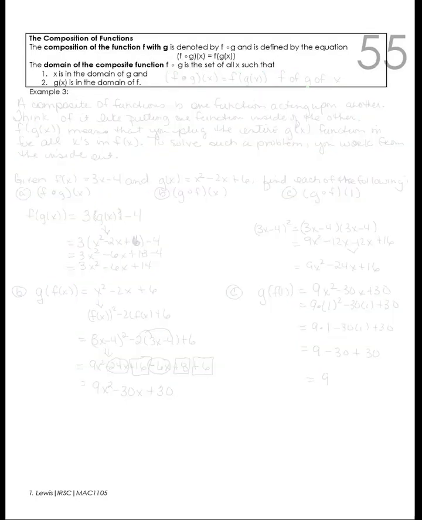So we have here the composition of functions. The composition of the functions f and g is denoted by f, a small circle, g, and it's defined by the equation f of g of x. We can also write it without the small circle, where the g of x is inside another set of parentheses, a grouping symbol within a grouping symbol.